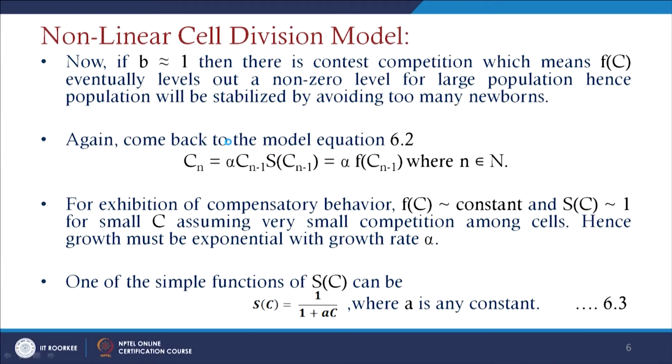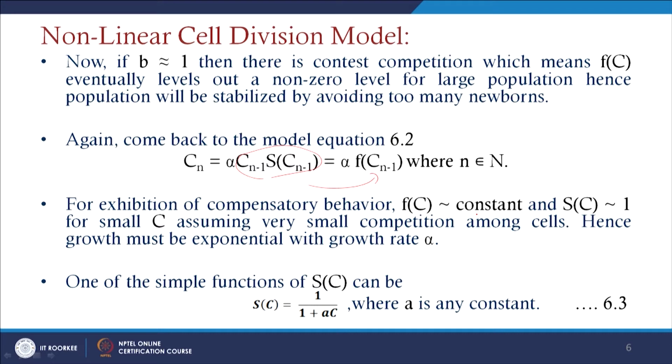Again, coming back to the model based on equation 6.2, C_n can be written as alpha C_{n-1} S(C_{n-1}), which can be expressed as F(C_{n-1}) for n belonging to the natural numbers. For exhibition of compensatory behavior, assume this function F(C) is constant and S(C) is approximated as 1. For a small C, assuming very small competition among cells, we find that the growth must be exponential with growth rate alpha.